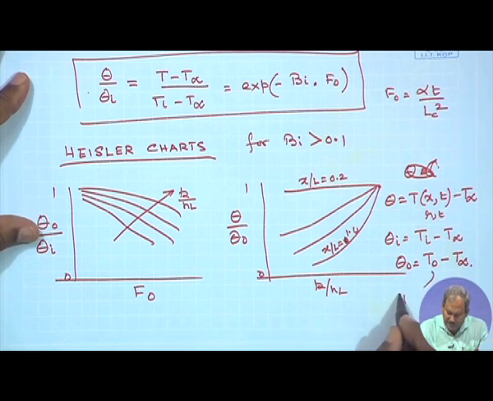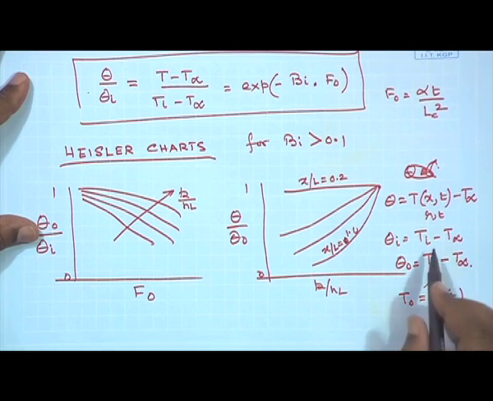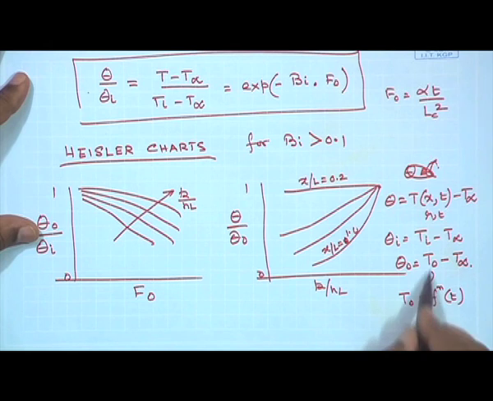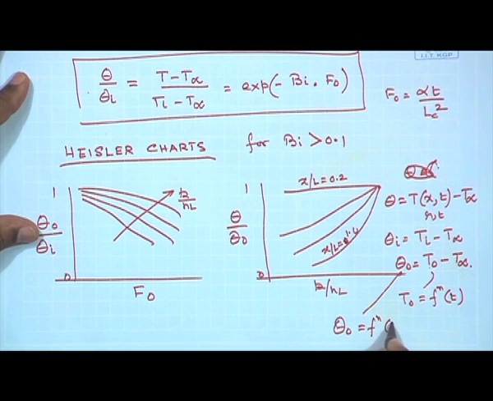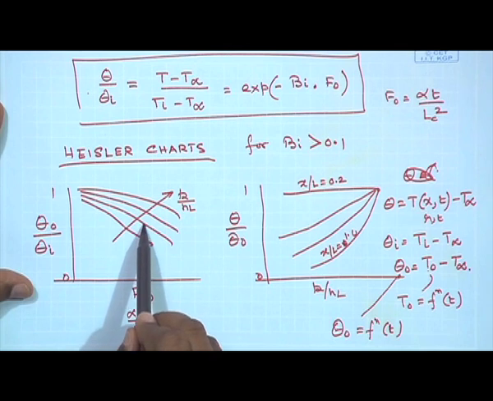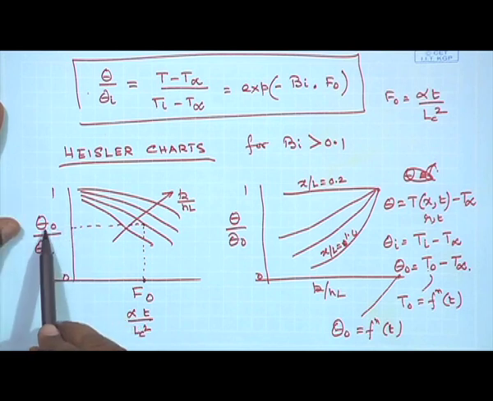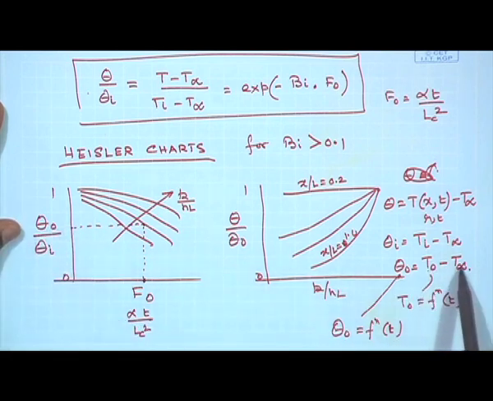Now we realize that T0 is essentially a function of time. This is the central line temperature, how it varies. So theta 0 is going to be a function of time. Therefore Fourier number contains time, since it's equal to alpha t by Lc square. We know what is Lc. So at different values of time, I can calculate the Fourier number, and I go corresponding to this k by hL, the value of which is known to me, and I come over here and I get the value of theta naught, which is T0 minus T infinity.